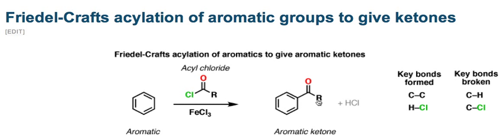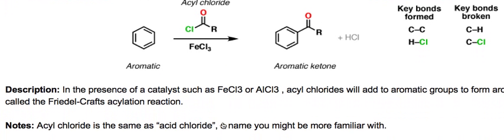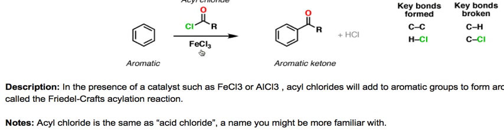And the key bonds that are formed and broken in this reaction are: we are breaking carbon-hydrogen and we are forming carbon-carbon, and this is occurring on the same carbon. So because of this, when we're swapping one group for another on the same carbon, we call this a substitution reaction. And because this is happening on an aromatic ring, we call it an aromatic substitution. And because we're adding an electrophile, an acyl chloride, we call this electrophilic aromatic substitution.